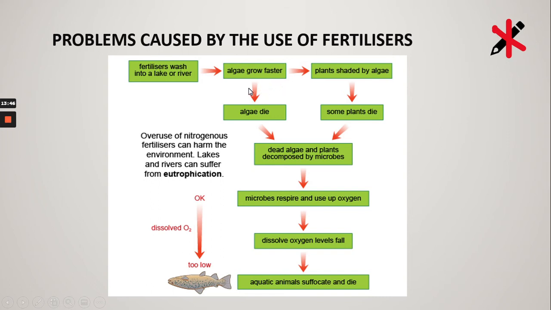what we call a big algal bloom, and the algae die, and some of the plants that they've maybe shaded out die as well, and then all this dead algae and plants have to be decomposed by microbes, and the process of decomposing all that dead algae uses up oxygen in the river. That means that the dissolved oxygen levels in the river or lake fall, and leads to fish suffocating and other aquatic organisms suffocating and dying. So fertilising lakes and rivers is not actually a good thing, and it can cause quite severe problems.